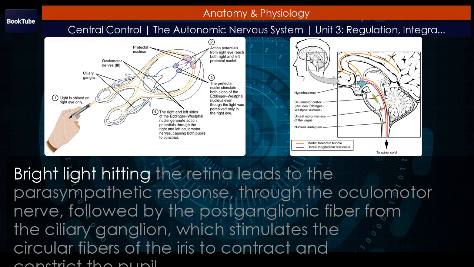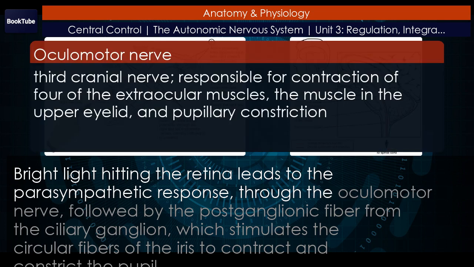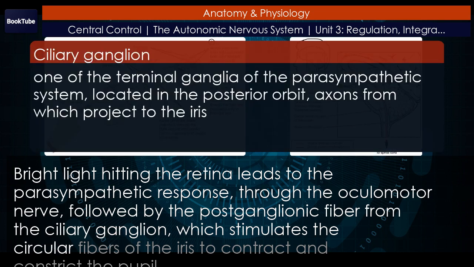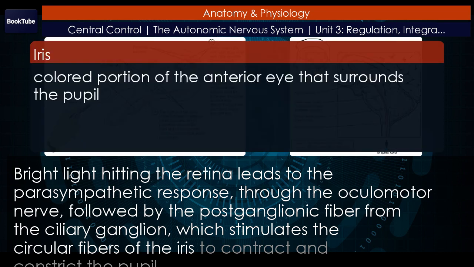Bright light hitting the retina leads to the parasympathetic response through the oculomotor nerve, followed by the postganglionic fiber from the ciliary ganglion, which stimulates the circular fibers of the iris to contract and constrict the pupil.